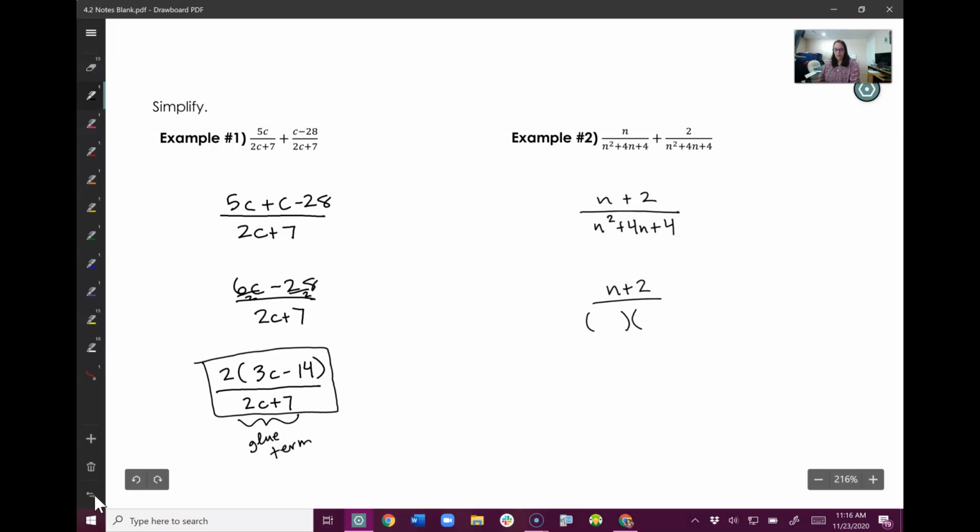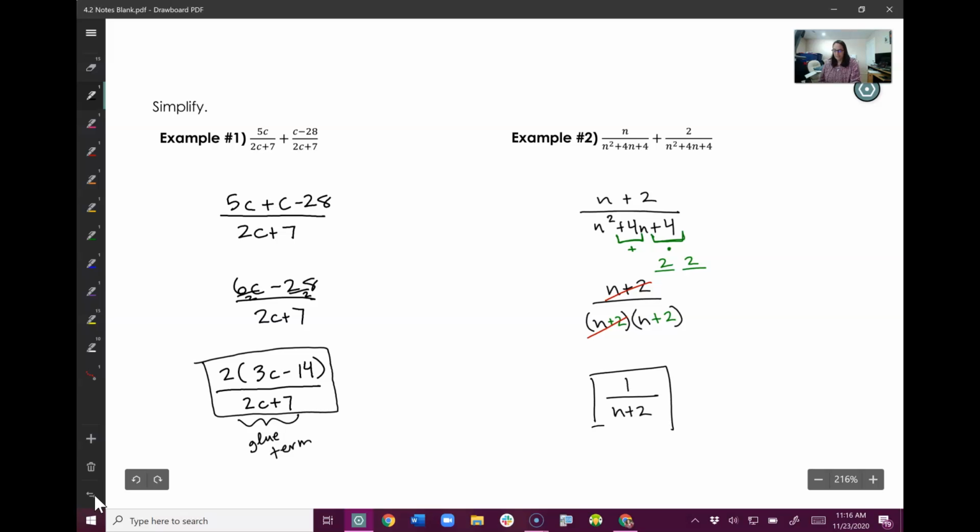However, the denominator will factor. So we need two numbers that will multiply to 4 and add to 4. Looks like that's 2 and 2. 2 times 2 is 4. 2 plus 2 is 4. So we're going to factor that out. And now that we've simplified, we notice in this one, we have things that are going to cancel. We have a glue term on top that is identical to a glue term on bottom. So they're going to cancel. And now we've got it simplified.